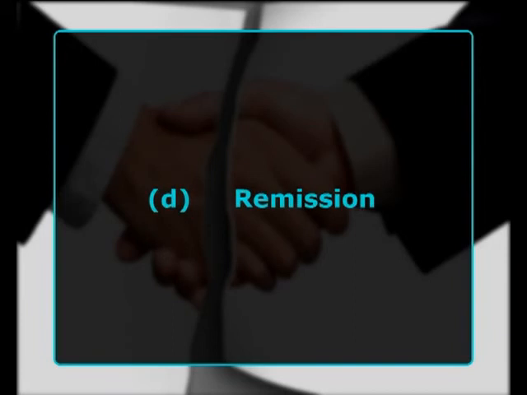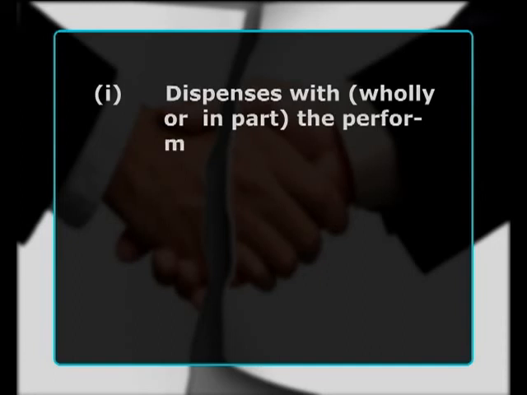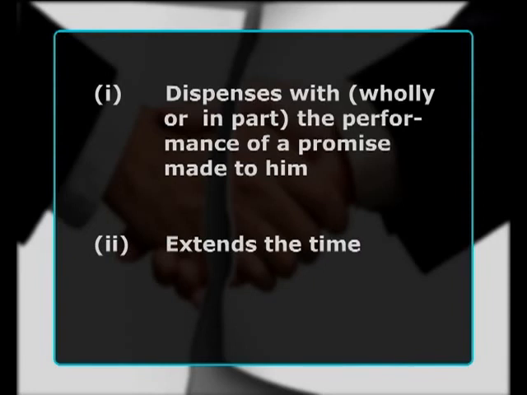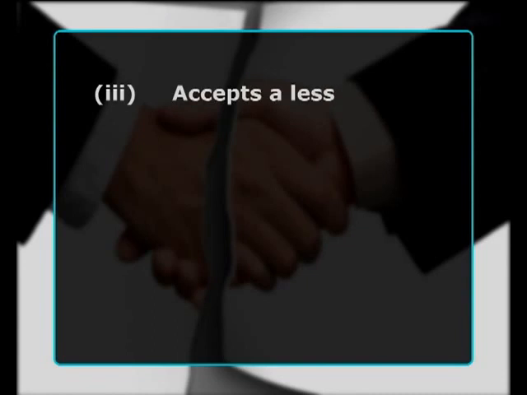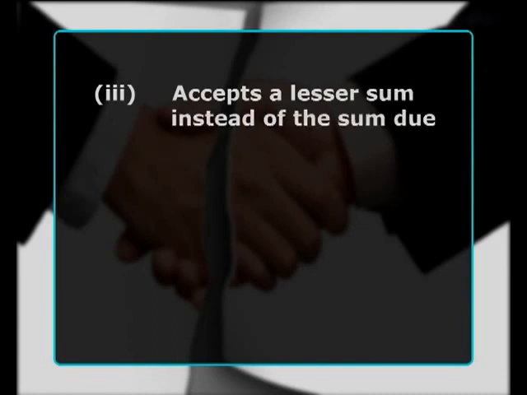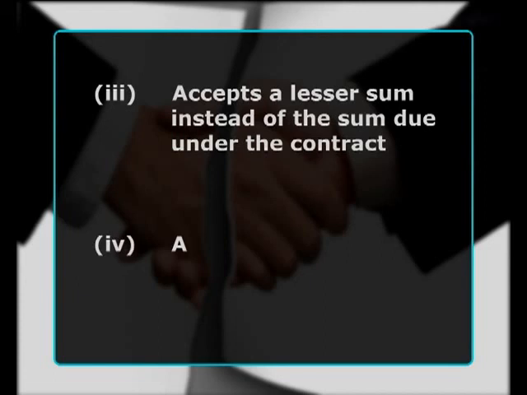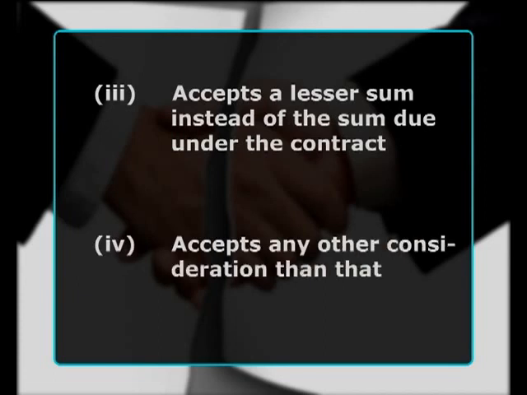Remission. Remission means accepting a lesser consideration than that agreed in the contract. No consideration is necessary for remission. Remission takes place when a promisee dispenses with, either wholly or in part, the performance of a promise made to him, or extends the time for performance due by the promisor, or accepts a lesser sum instead of the sum due under the contract, or accepts any other consideration than that agreed in the contract.